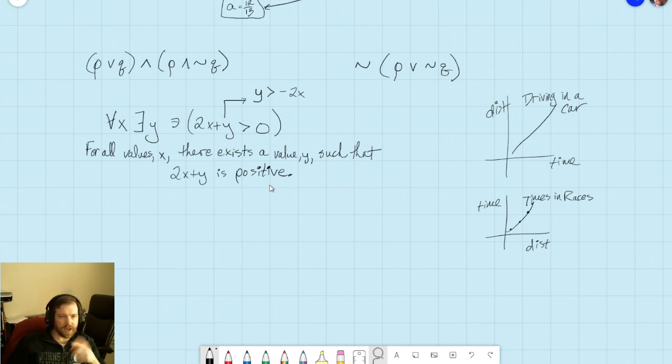So if x is 1, y is 1, you've now got 1 is greater than negative 2. So that's true.